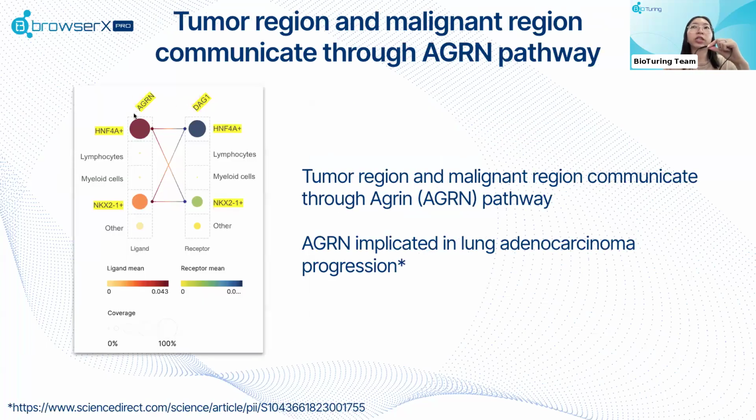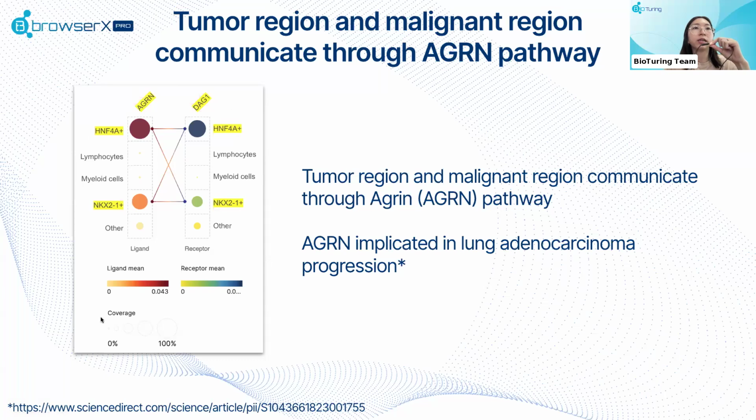With cell-cell communication, I was able to identify that these two regions are possibly communicating with each other through this AGRN, or agrin, pathway. You can see here I've denoted that AGRN is implicated in lung adenocarcinoma progression, and this other paper reports on that result and does a deeper dive into this hypothesis.